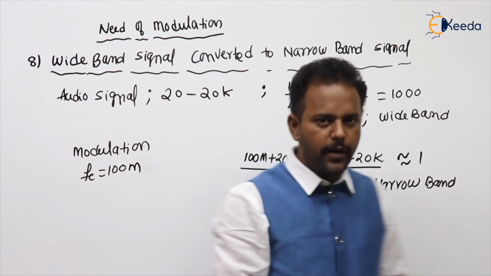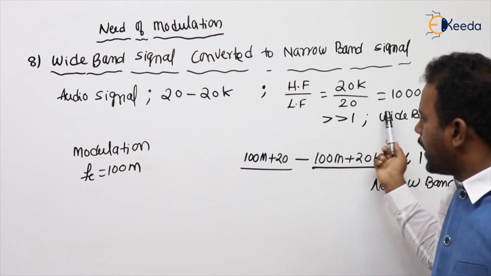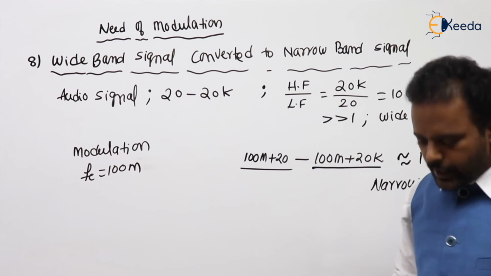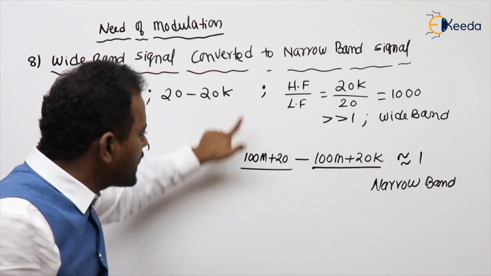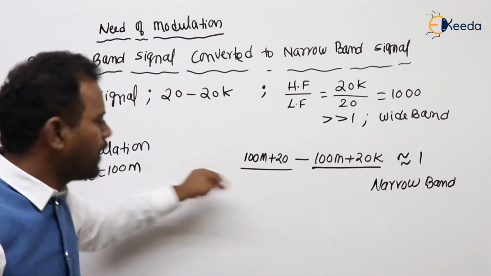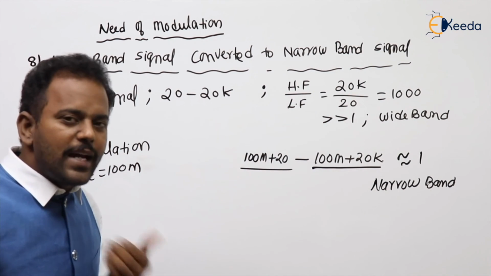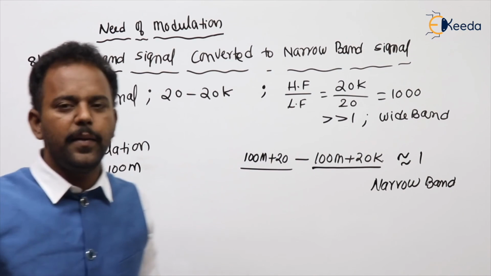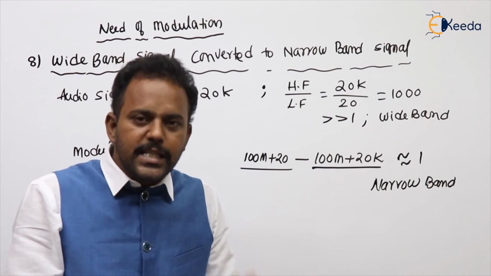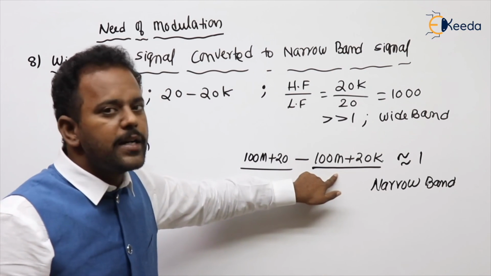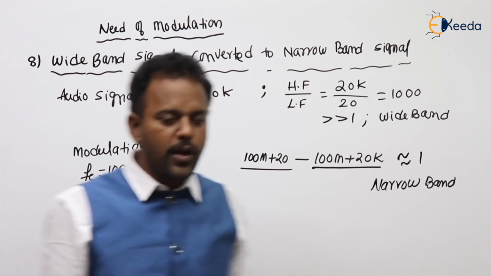Are you getting my point or not? The ratio of highest to lowest far greater than 1 is wideband; approximately 1 is called narrowband. So how is this wideband signal converted into narrowband, sir? By doing the modulation. Modulation means frequency translation. So what is the advantage, sir? Practically, the construction of the antenna will be easy for a narrowband signal when compared to the wideband.